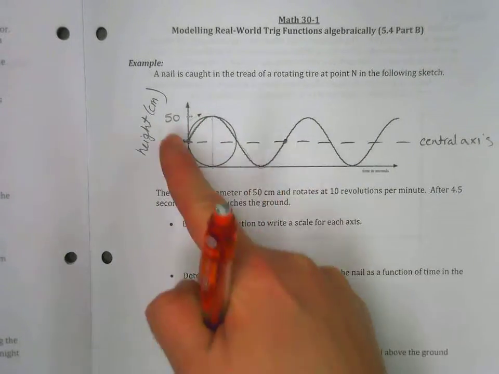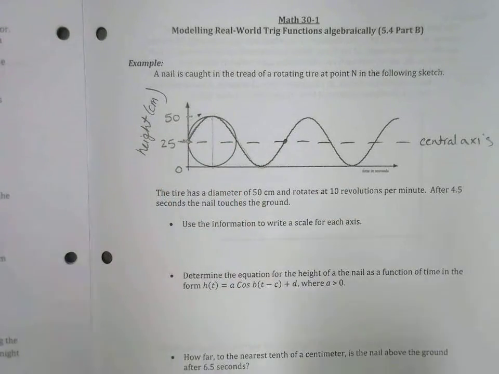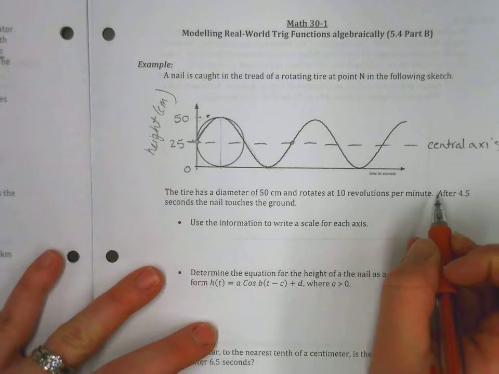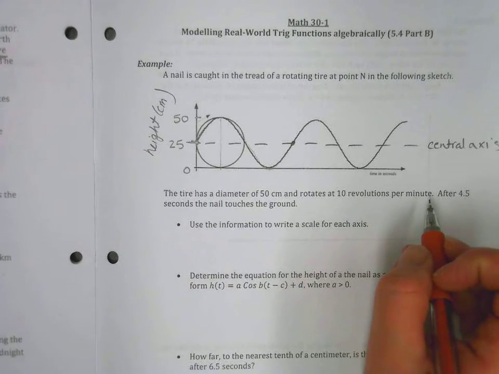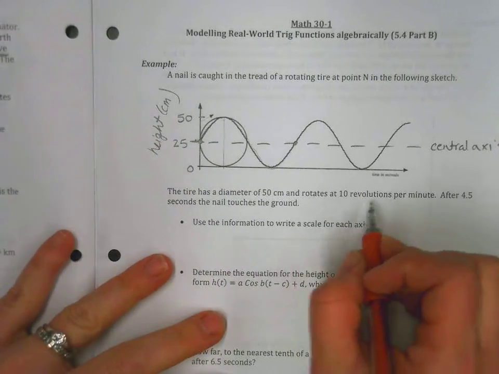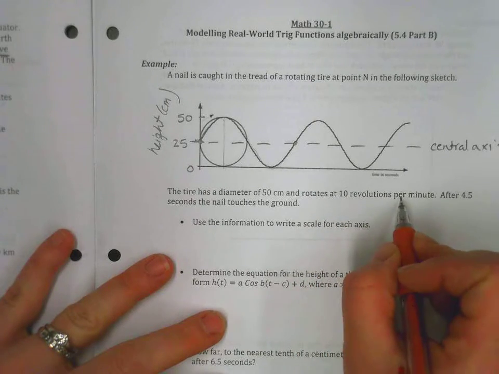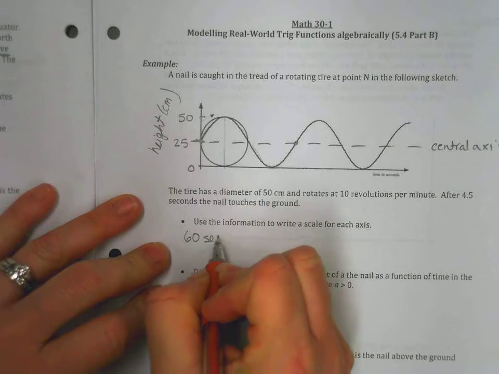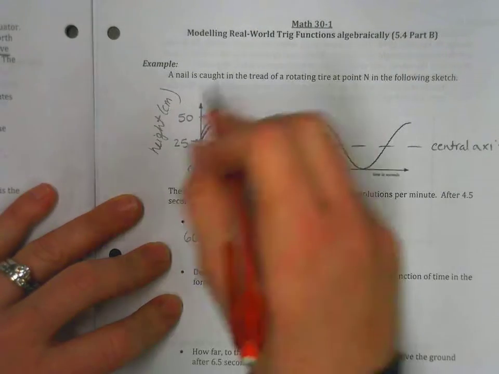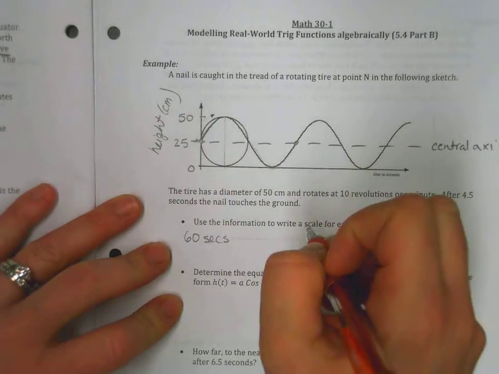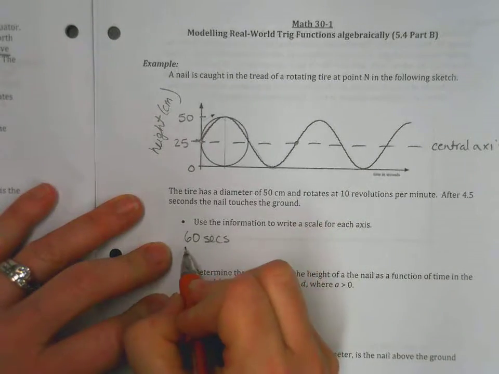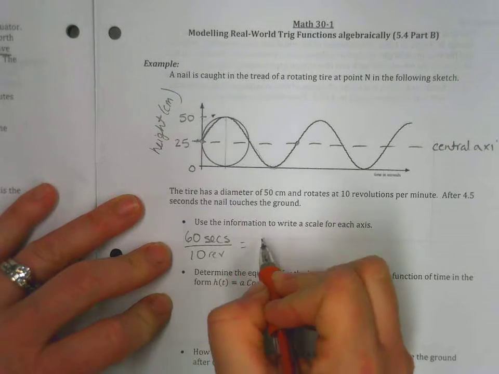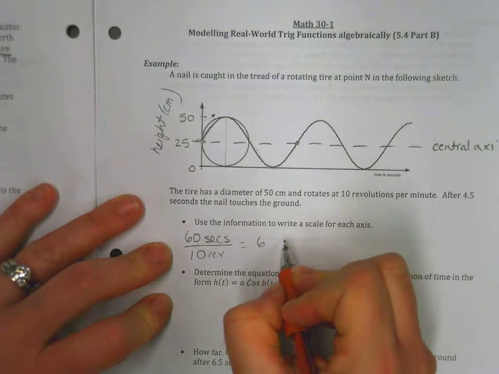So if I take a full minute, and I wrote that in seconds, so 60 seconds. So in 60 seconds, I'm doing 10 rotations. If I divide this by 10, this will give us our period. So one rotation is going to represent 6 seconds.